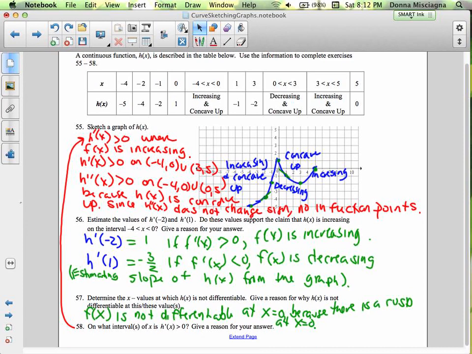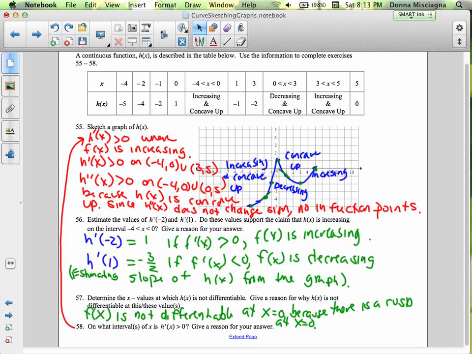On what intervals of x is h prime of x greater than 0? Give a reason for your answer. So h prime of x is greater than 0 where f of x is increasing. All right, so h prime of x has to be greater than 0 on -4 to 0 and 3 to 5. You should be able to tell me where h prime of x is positive or negative based on whether the graph of the original function is increasing or decreasing. I don't know that they asked us, but I gave it to you anyway.